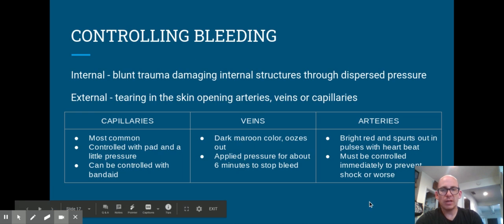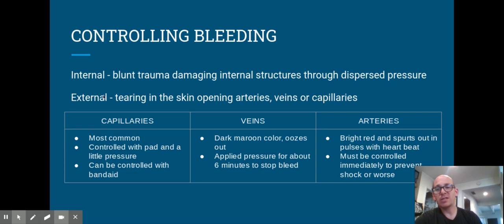Okay, so this should be some review for you because we spent a whole lot of time practicing controlling bleeding. I want to just look at a couple differences between the types of bleeds that we can get. Firstly, we can have internal bleeding versus external. Internal bleeding is where there is a break in the blood vessel inside of your body. So blood is leaking into your body, into the spaces between your organs, but doesn't come out, so you don't see it.